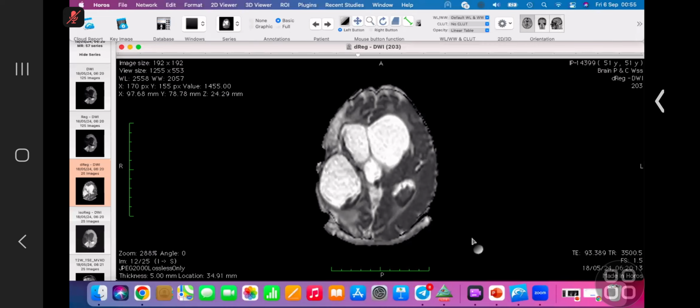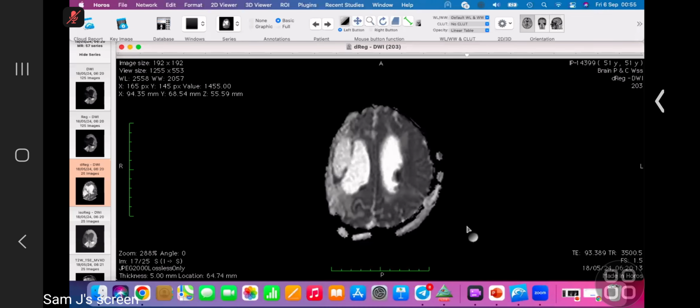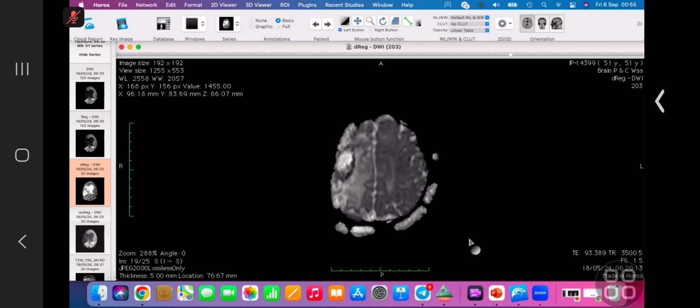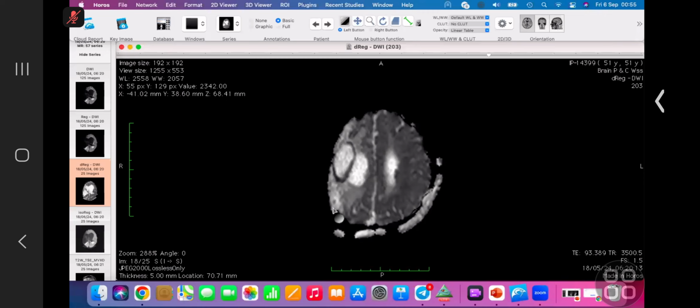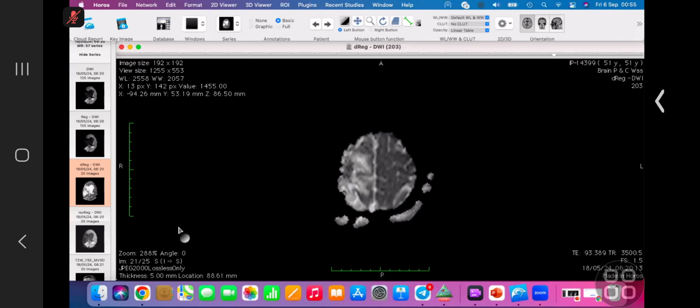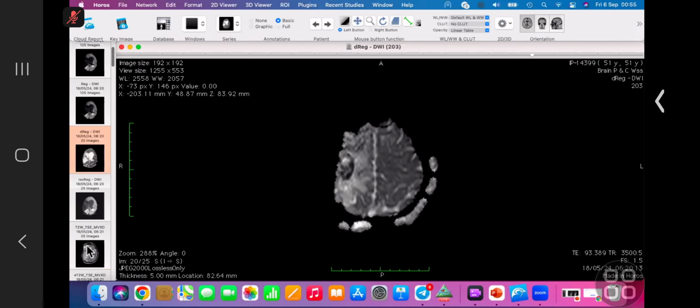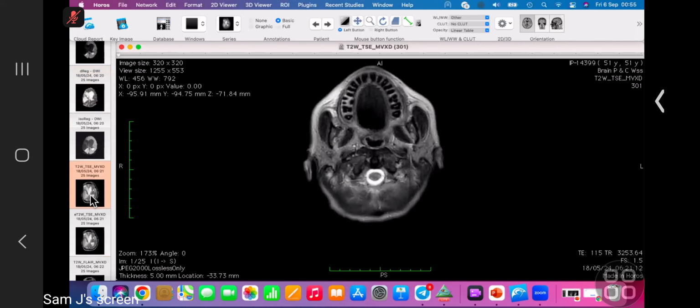So if this is before, like the VP shunt is not working, obviously the ventricles are dilated. So this is active hydrocephalus. I'm suspecting extradural collection here at the right cerebral convexity, but I would like to check it on other sequences if available. Yes, this is the T2.